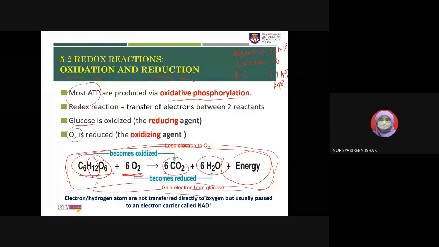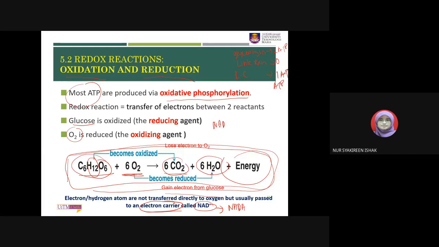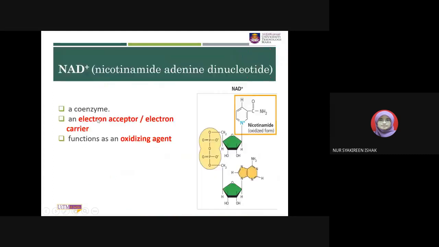So electrons or hydrogen atoms are not transferred directly to oxygen but usually pass to an electron carrier which is NAD+. Tadi saya dah cerita pasal NAD+ kan. So NAD+ functions as electron carriers. It is reduced because it receives hydrogen ions and also electrons to become NADH, which will feed the oxidative phosphorylation stage.